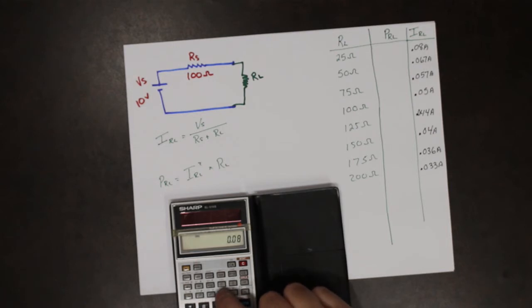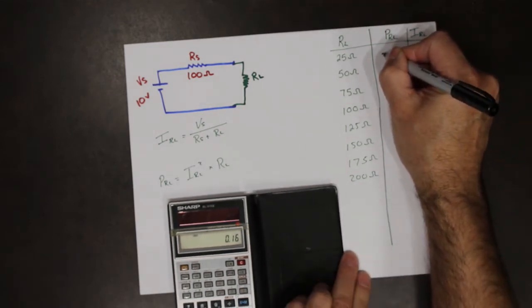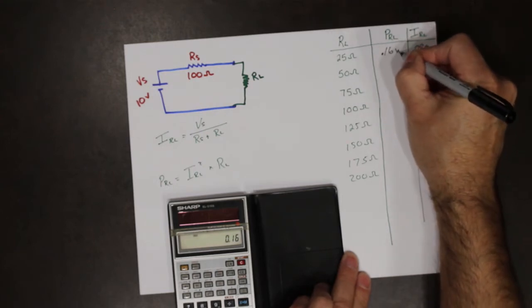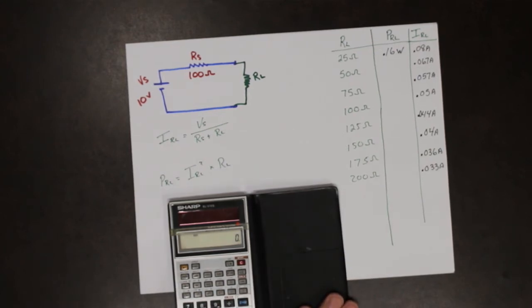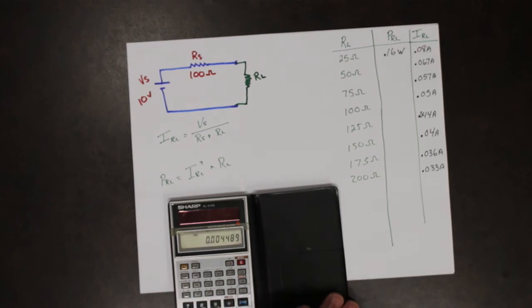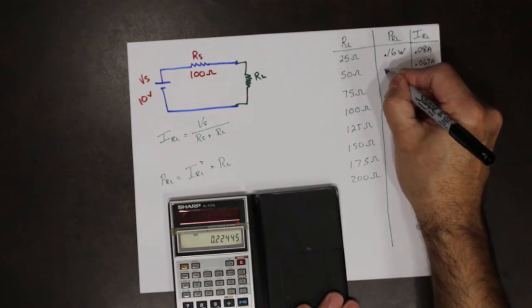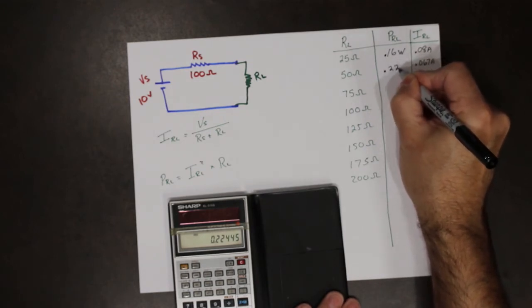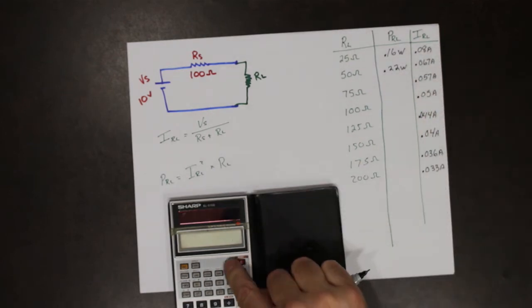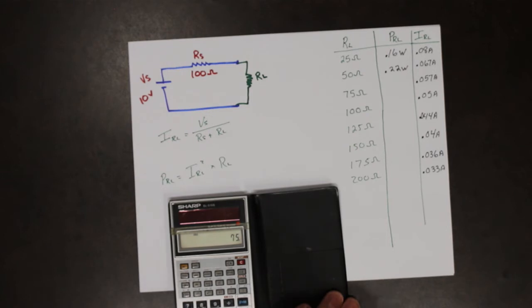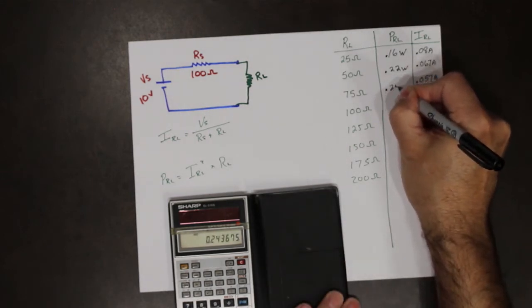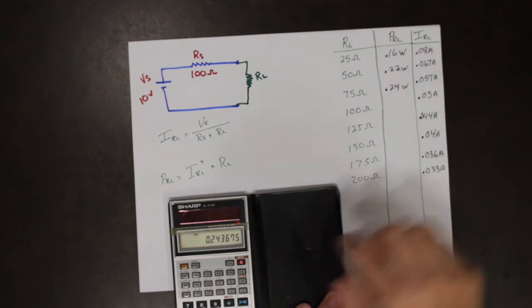So in the first one we have 0.08 amps squared times 25. So we have 0.16 watts. The next one, I have 0.067 squared times 50, and this becomes 0.22 watts. The next one, 0.057 squared times 75, is 0.24 watts. So we're going up with the power so far.